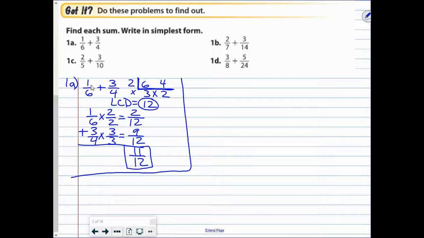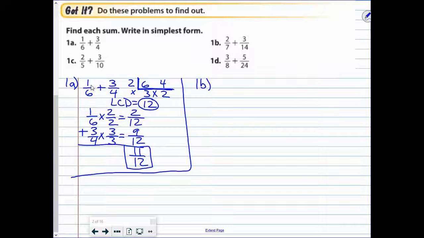Okay, so that's 2 different ways. Way number 1 was, okay, there was no common factor and the smaller one didn't divide into the larger one, so we multiplied our denominators together. Second way was we had a common factor that went into 6 and 4, so we found the least common denominator using that method. Well, look at 1b.